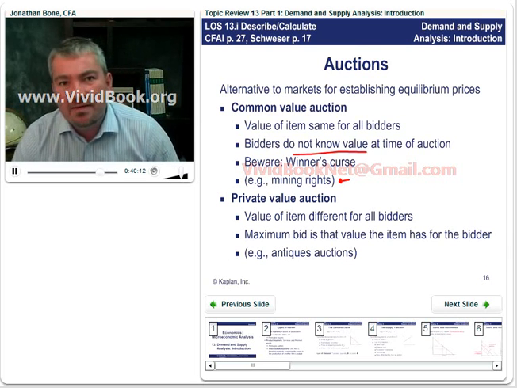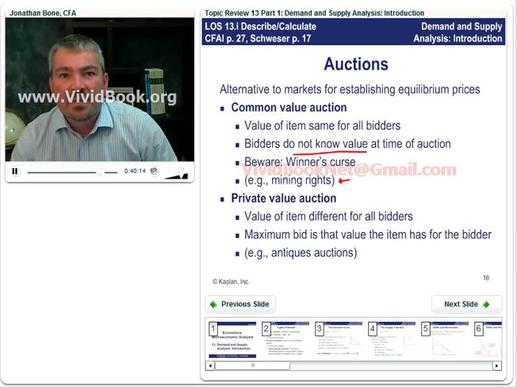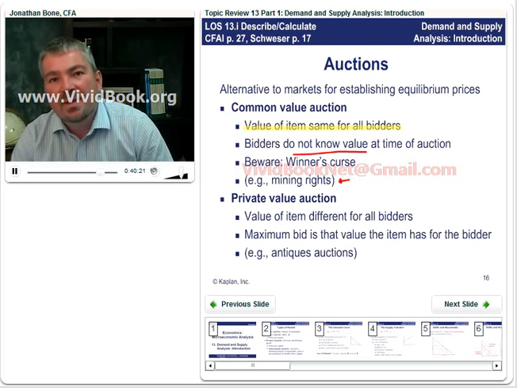Let's look at a private value auction. Notice it's very similar. The difference, though, between the two is with a common value auction, the value of the item was the same for all bidders. Our gold mine. With a private value auction, the value is different for all bidders.